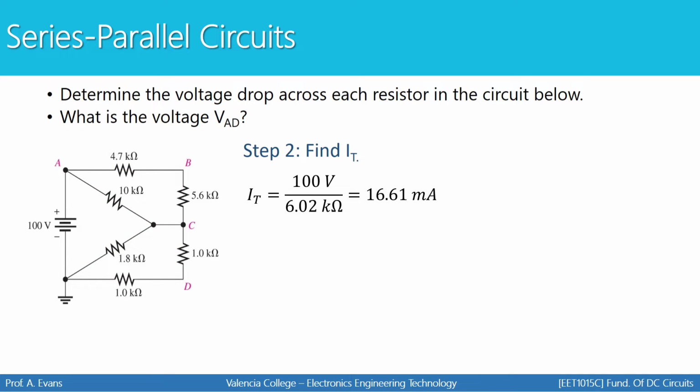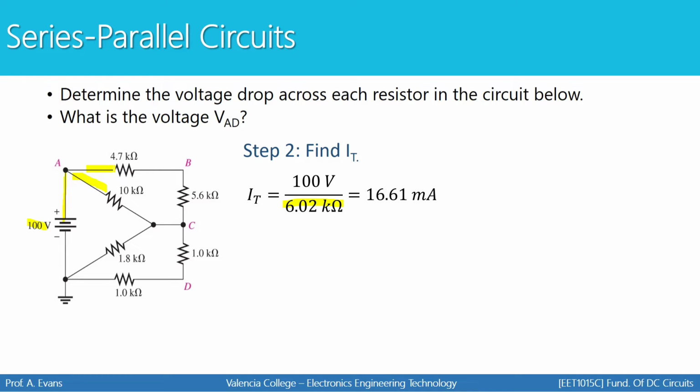So our next step is to find the total current. The total current can be found by taking the total voltage divided by the total resistance we just found. So this number, 16.61 milliamps, represents the total current that leaves the voltage source and goes into node A. At node A, it will split. Some will go this way and some will go that way.